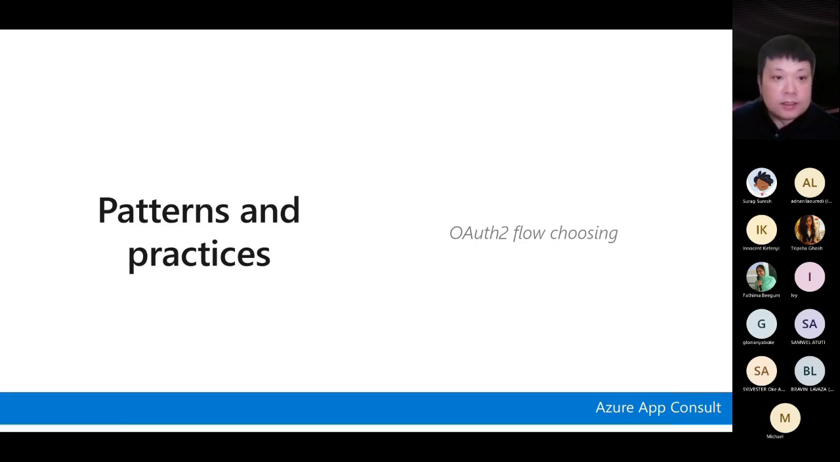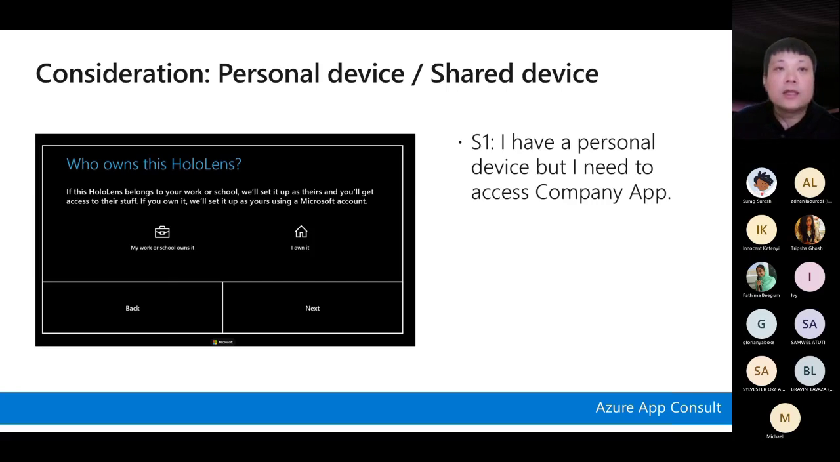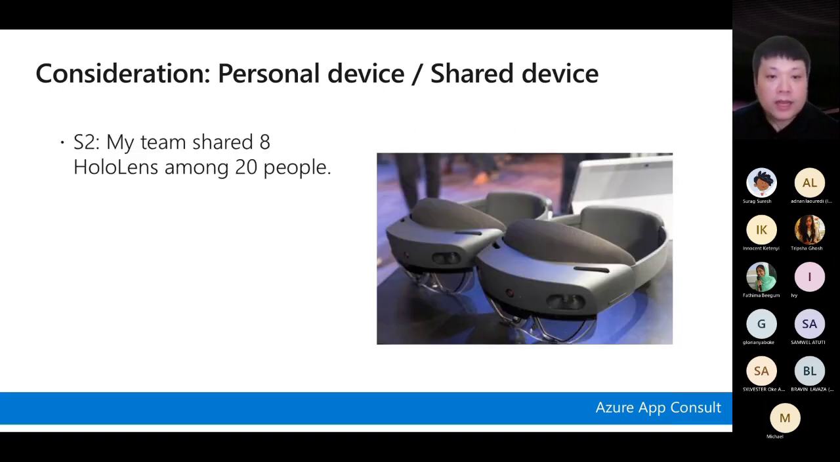And the second pattern and practice we are discussing is the OAuth 2 flow we are choosing. Consider this: we are not only using HoloLens with personal accounts or only with work or school accounts, so there are different scenarios. What if I own it myself, but I want to log into AAD? I need to type all those user IDs and passwords in the air with HoloLens. That's quite difficult. You cannot use iris sign-in.